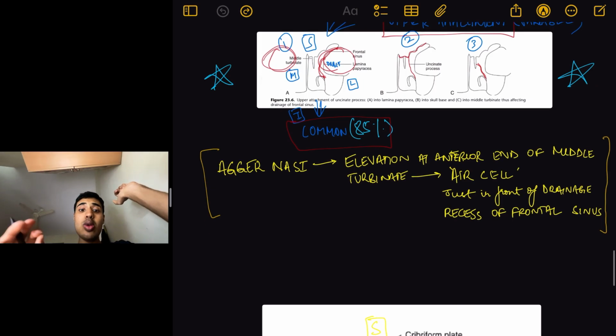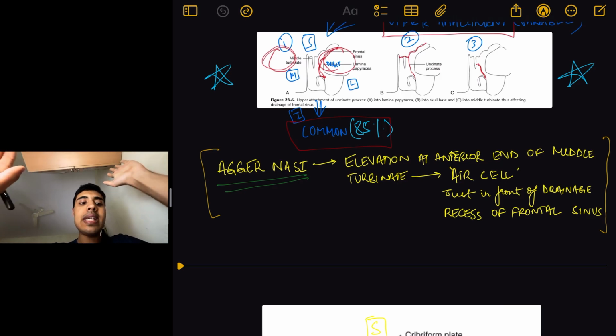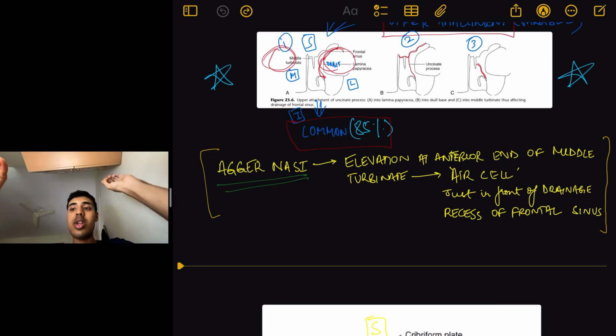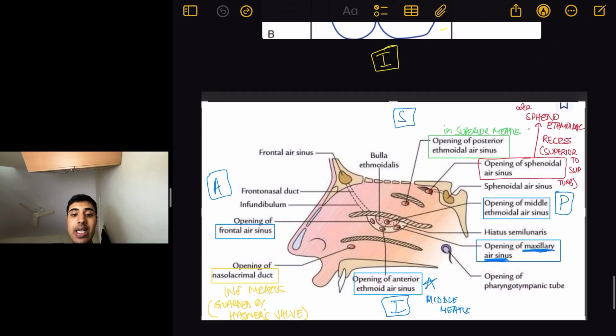Now, let's look at another point known as agger nasi. What is agger nasi? Agger nasi is the anterior-most anterior ethmoidal air cell. Okay. This is about the osteomeatal complexes.